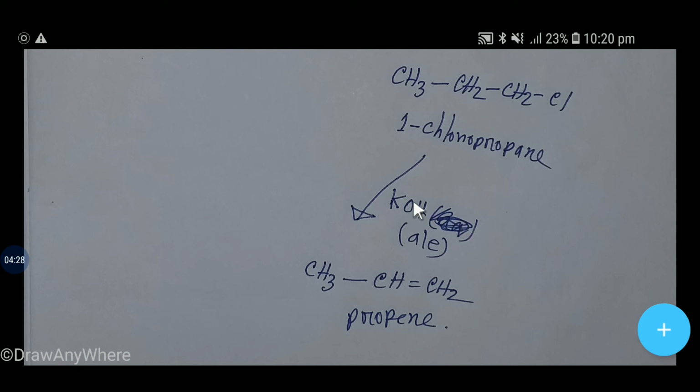If you add here alcoholic potassium hydroxide, right, then this chlorine will take hydrogen from this carbon, and you will get a double bond between this carbon and this carbon, right? So you are getting propene, which is an alkene.